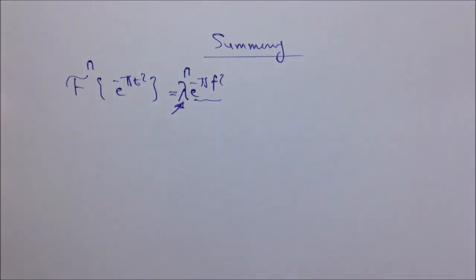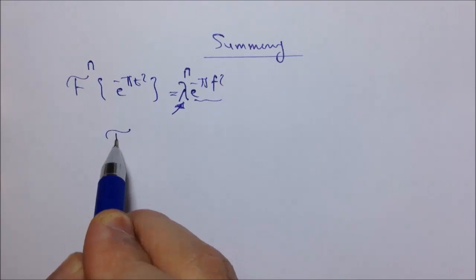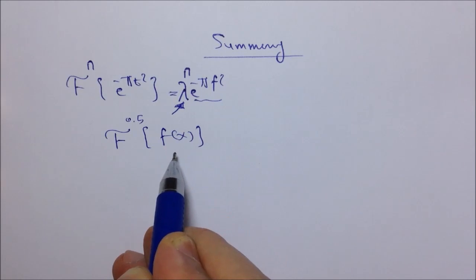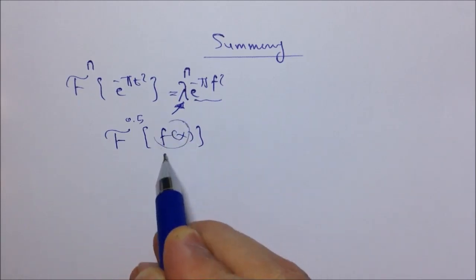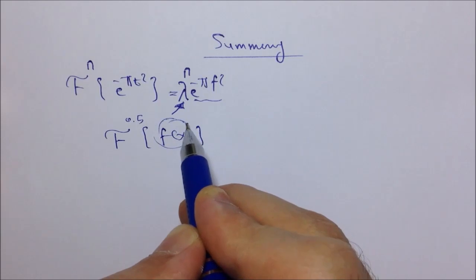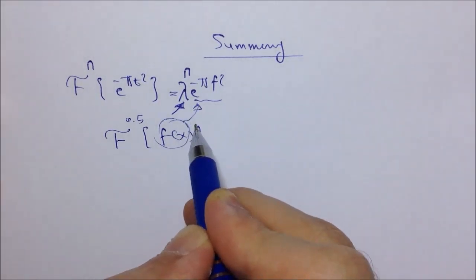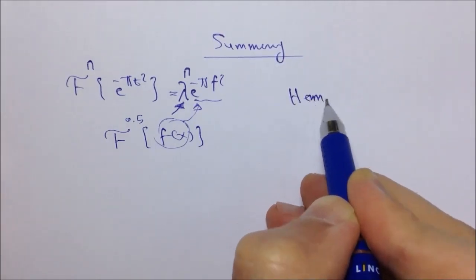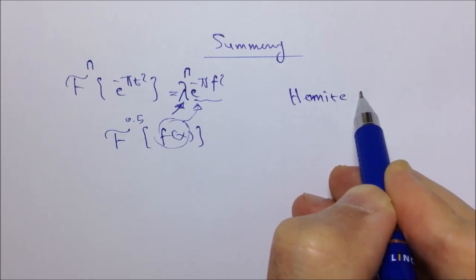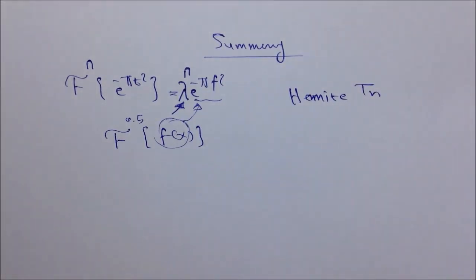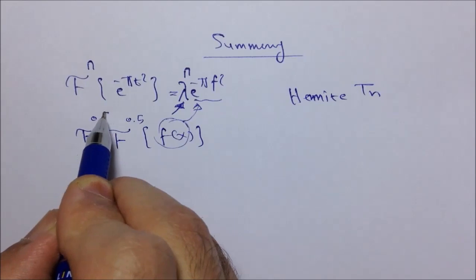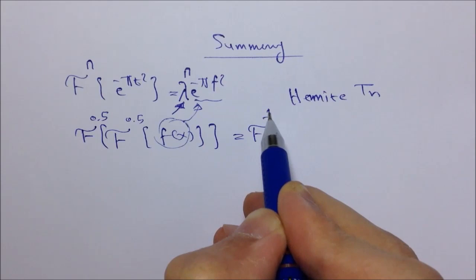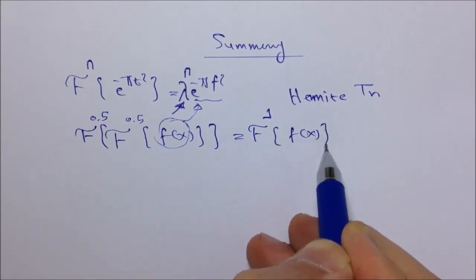is the eigenvalue. So if we want to find, for example, the 0.5 order Fourier transform of a function f(x), all we need to do is to rewrite the function f(x), which is an arbitrary function, in terms of Gaussians, which is exactly what the Hermite transform does. Now, if we took one more 0.5 order Fourier transform of this, we're going to get the first order Fourier transform of f(x), as we said earlier.